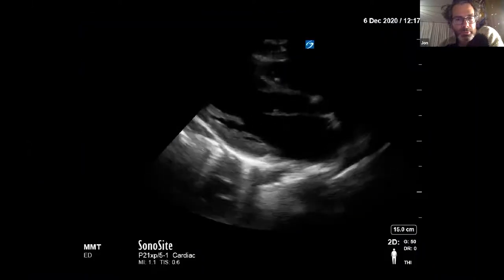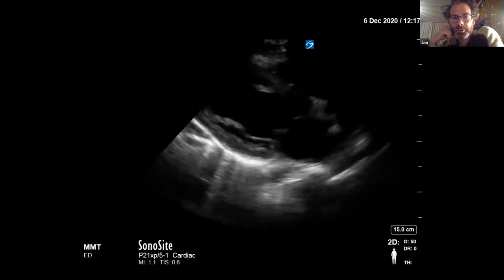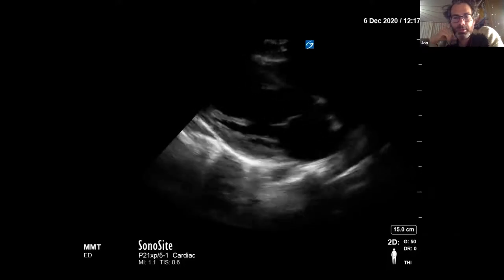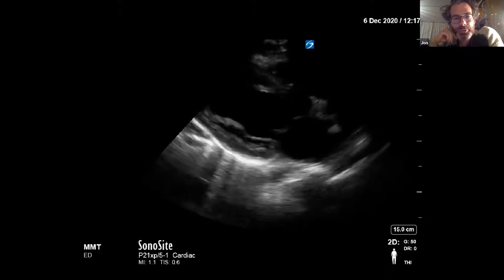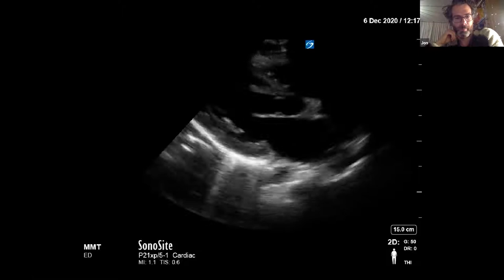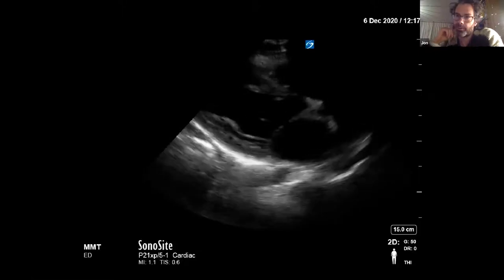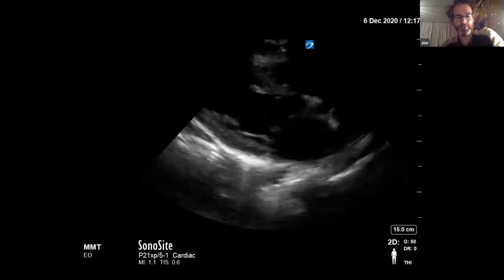Would someone like to comment on this? Feel free to just unmute yourself and comment. Firstly, what view is it? PLAX, isn't it? Parasternal long. PLAX, yeah, excellent. Parasternal long axis, very good.